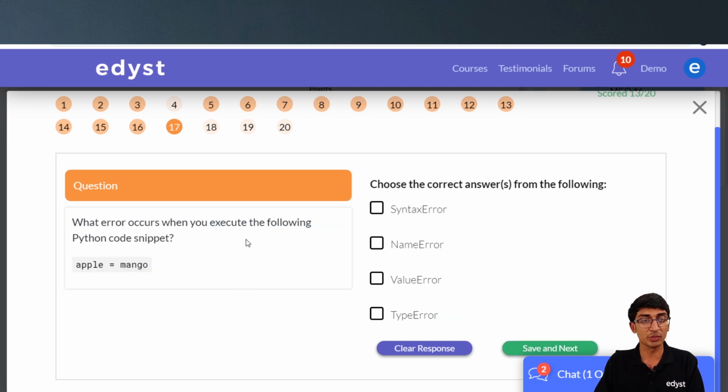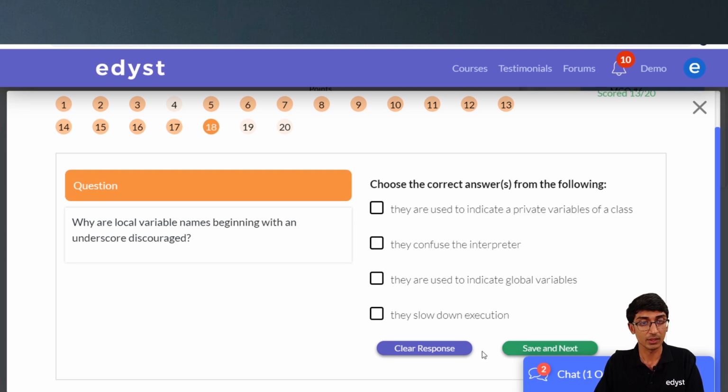What error occurs when you execute over here? Yes, it's an error, but which error does it occur? Well, the error here is NameError, because we don't have anything called mango. So therefore it's going to be NameError. Why are local variable names beginning with an underscore discouraged? Generally you use the underscore before a variable to show that it's a private variable. So if you use it for anything else, it's discouraged. It's not that it's not allowed, it's discouraged. They are used to indicate a private variable of a class, hence it's discouraged.